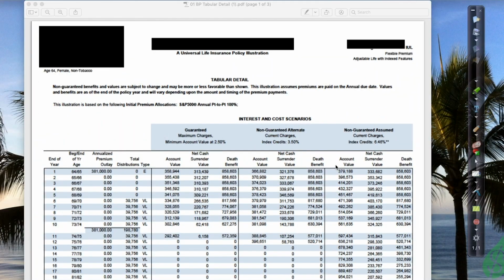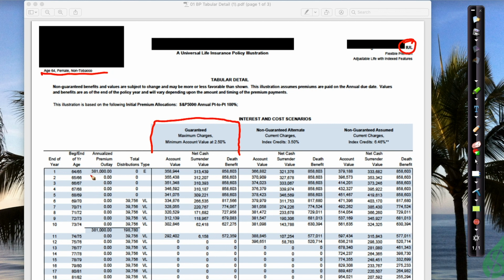When you're looking at a tabular detail to find out if a policy is a good policy or a bad policy, you want to look at the guaranteed values. The guaranteed values on this illustration are anything below here. Guaranteed values are exactly that. They're guaranteed to be there if you pay your premium. This is an index universal life insurance illustration, age 64 female, non-tobacco. That's a standard health rating.